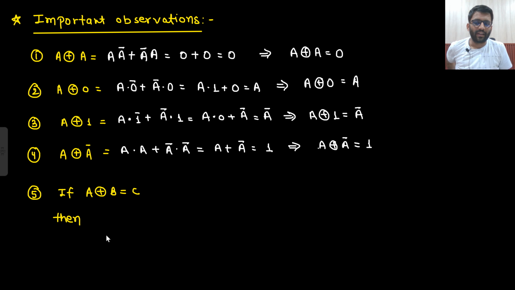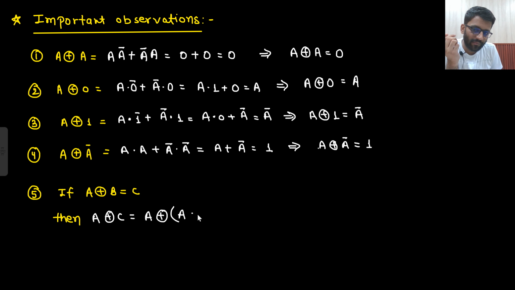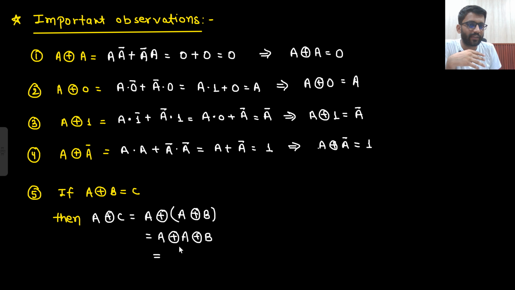Now this is very interesting. If A XOR B is C, then what will be A XOR C? So let's try it out. What is C? C is A XOR B, right? I can open this bracket. A XOR A XOR B. What will be A XOR A? It will be 0. So it would be 0 XOR B. And what will be 0 XOR B? That would be equals to B only. So that's it. This is the answer.